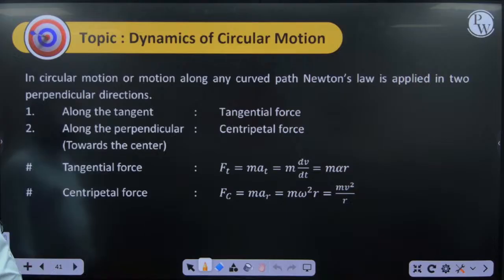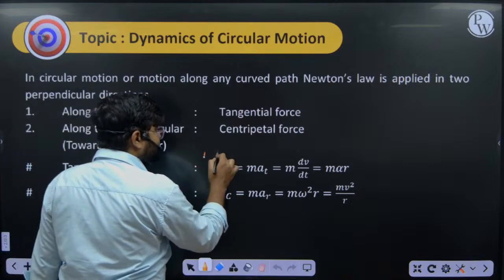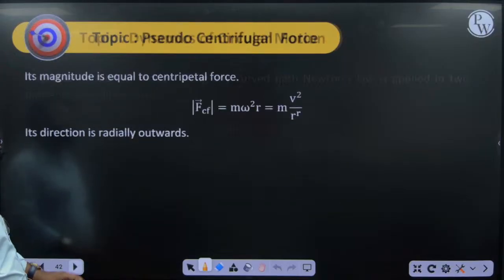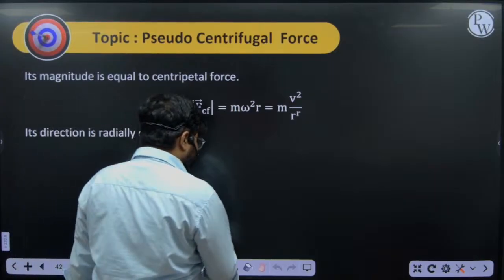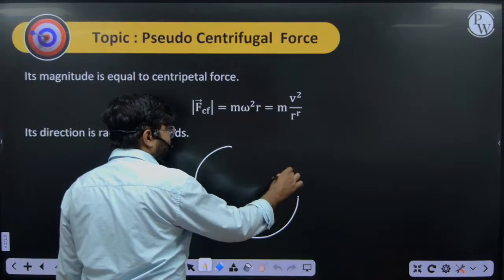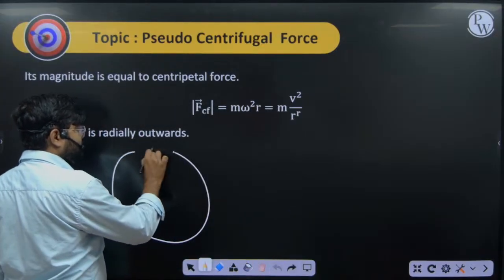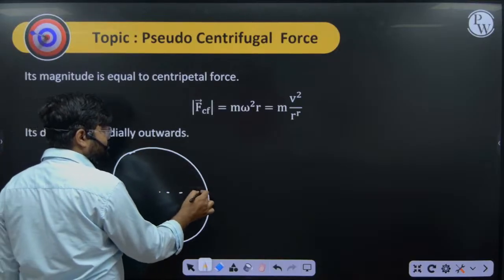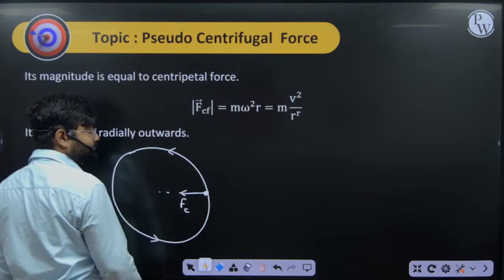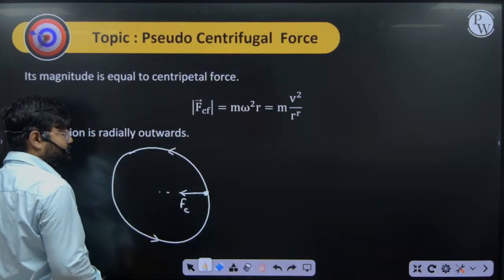Yes. So before we go to centrifugal force, this is again another slide depicting the forces, tangential force formulas, centripetal force formulas. Very, very important. What is centrifugal force? Suppose a body is doing circular motion. Then there is centripetal force which is acting. There is tangential force which could be acting, but we are now concerned with centripetal force.